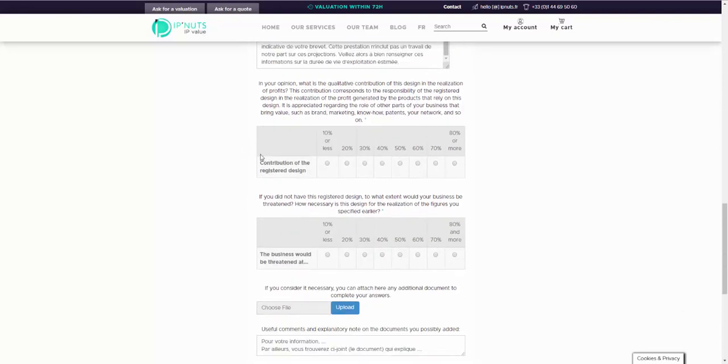Then here, we ask you to appreciate the contribution of your registered design in the realization of your profits. When you compare your activity with this design to other activities and to the contribution of other assets of your company, in your opinion, what is the contribution of your design when you generate profits in your activity? Is it about 10%, 20%? Is it higher? Here you have to evaluate it. It's not an easy question, so you have to really think about this. And it's quite important in our process.